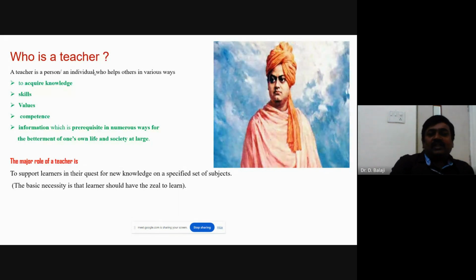The major role of a teacher is to support learners in the quest of new knowledge on a specific set of subjects. So first of all, a learner should have zeal to learn things. Then only a teacher can show them. When the learner doesn't have the zeal, that need, the necessity, then he can't learn. Whatever the teacher teaches to the students, it won't be received by the students at all. So there should be a zeal for the students to learn things.